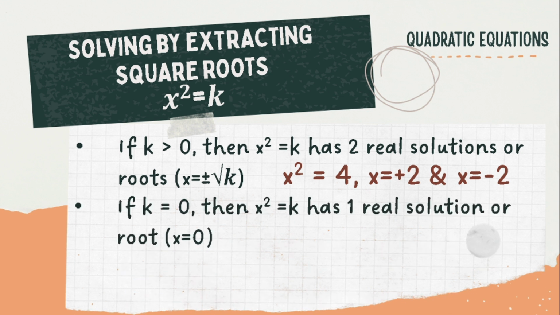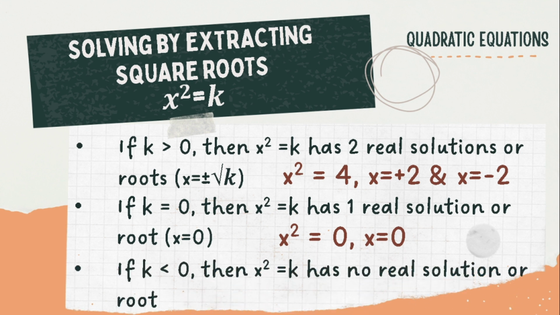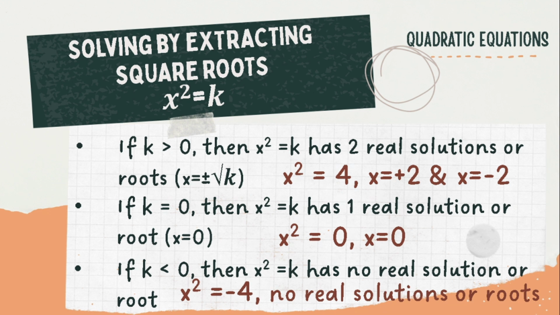If k is equal to 0, then x squared is equal to k has one real solution or root. For example, x squared is equal to 0. Therefore, the only value of x will be 0. And lastly, if k is less than 0, then x squared is equal to k has no real solution or root. For example, x squared is equal to negative 4 has no real solution or root because there is no real number that when squared equals negative 4, because squaring any real number results in a non-negative number.